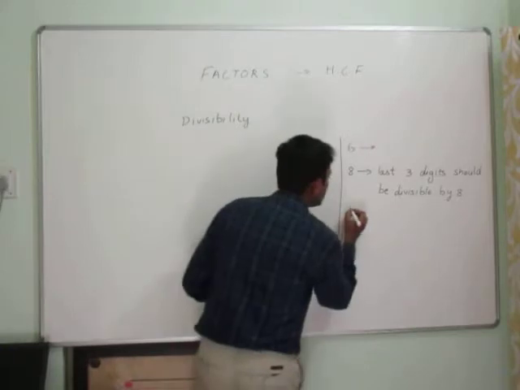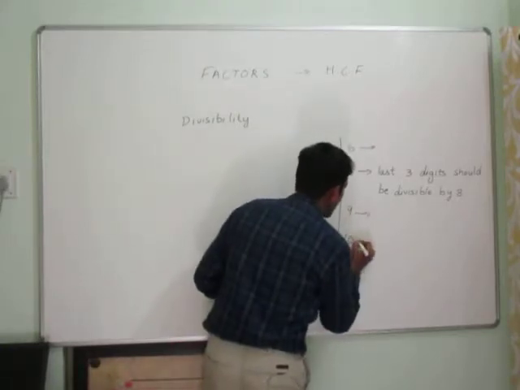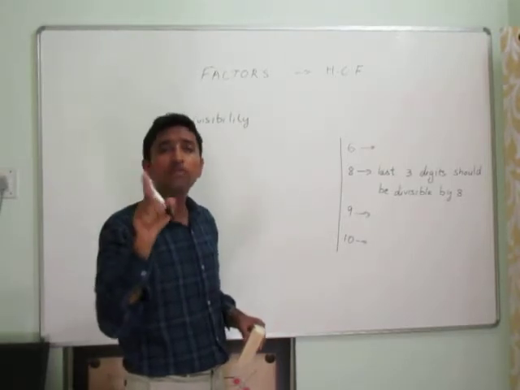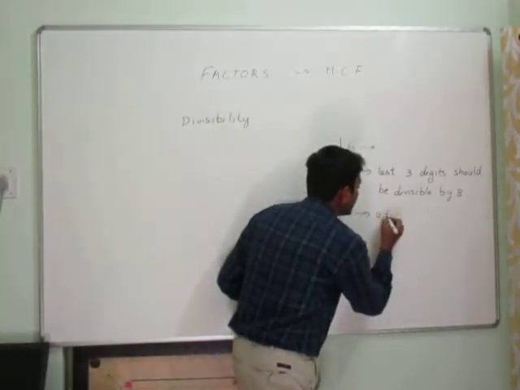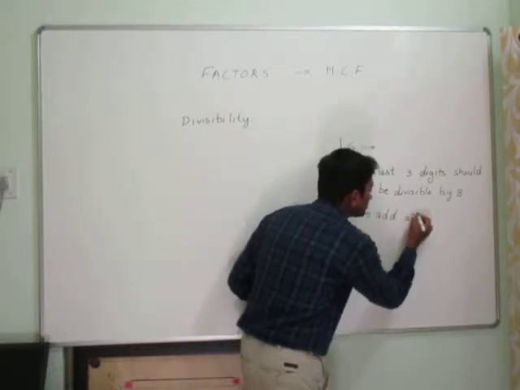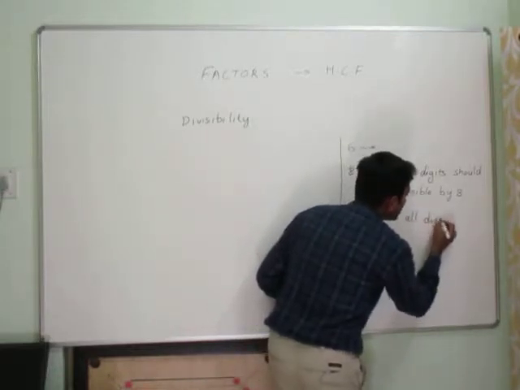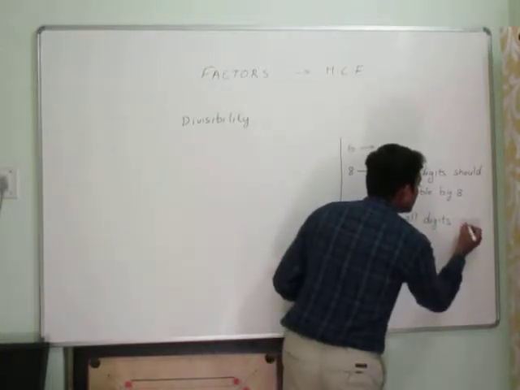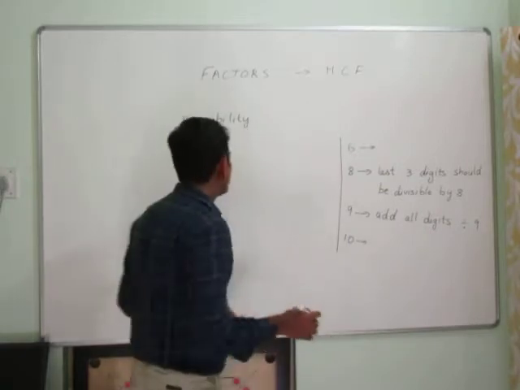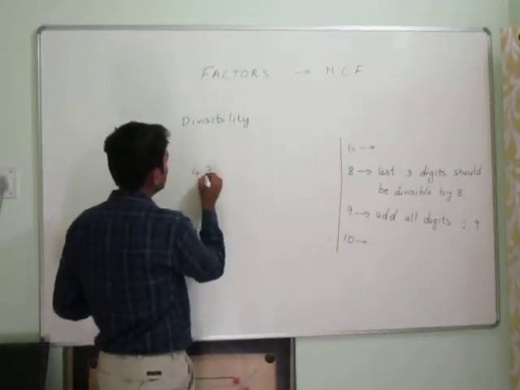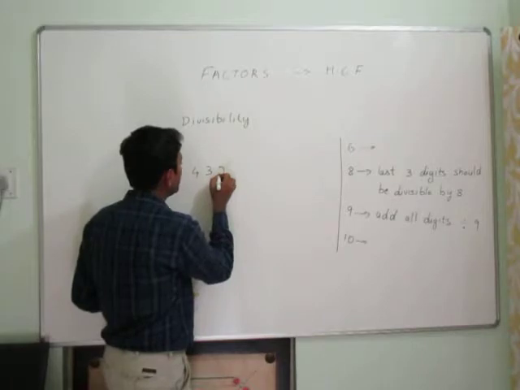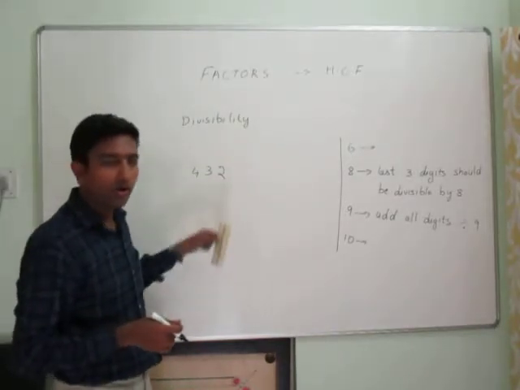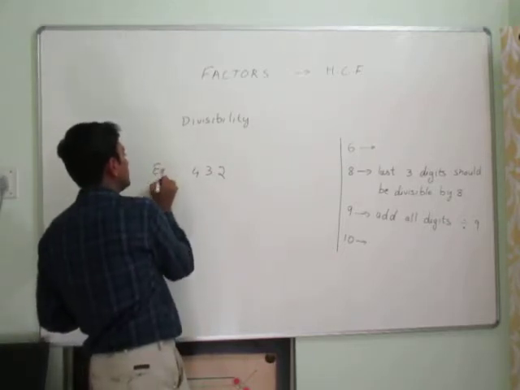Last, 9 and 10. 9. Again, what we did for 3, we do the same thing for 9 as well. Add all digits. It should be divisible by 9. Example: 4, 3, 2. I want to know whether this is divisible by 9 or not. I'm just giving an example, that's all.